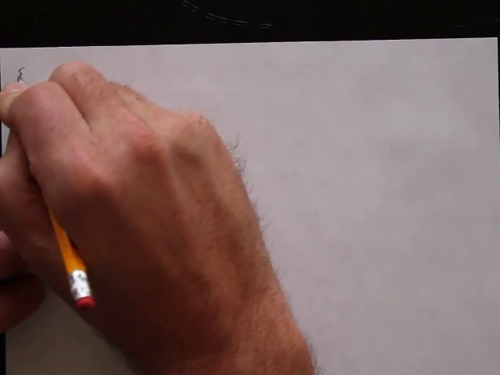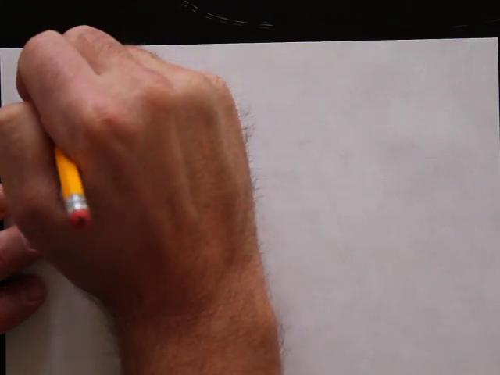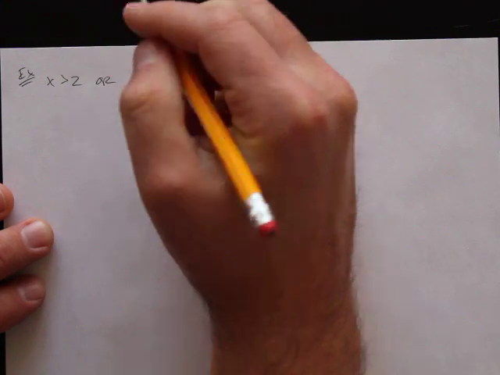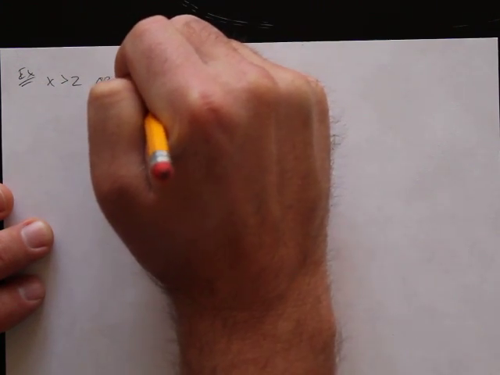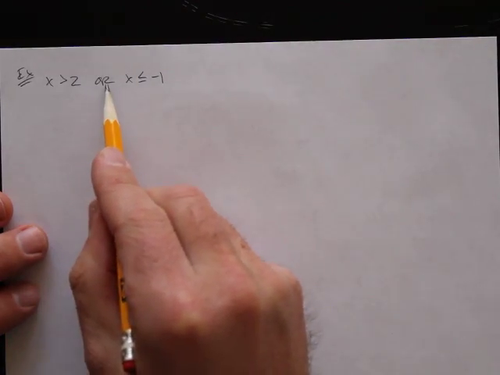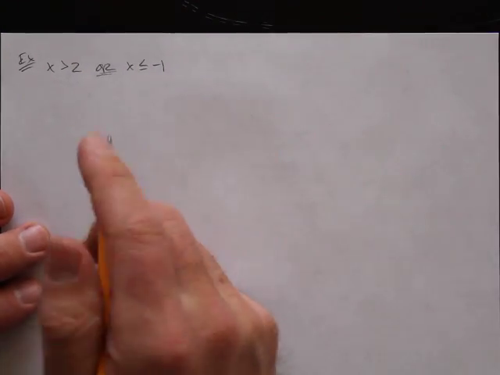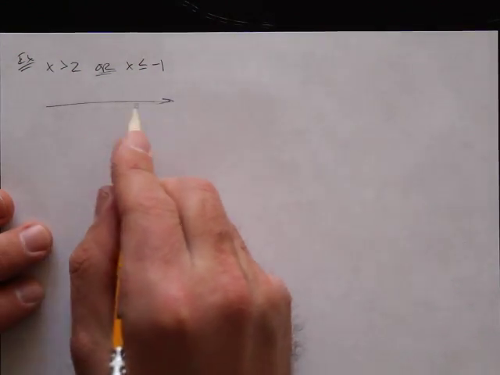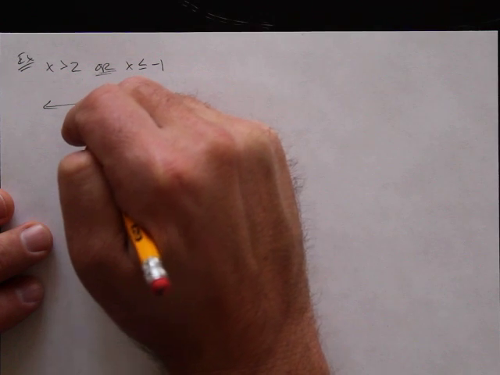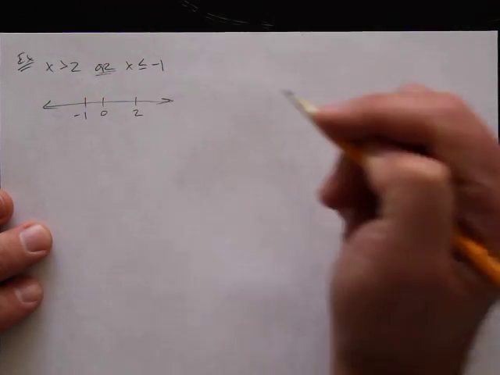Oh wait, I'm going to do an example first. X is greater than 2, or x is less than or equal to negative 1. All right, so you might see something that looks like this. You've got this or in the middle here. And so what we do with that, we just graph this. I find here's 0, here's negative 1, and here's positive 2.